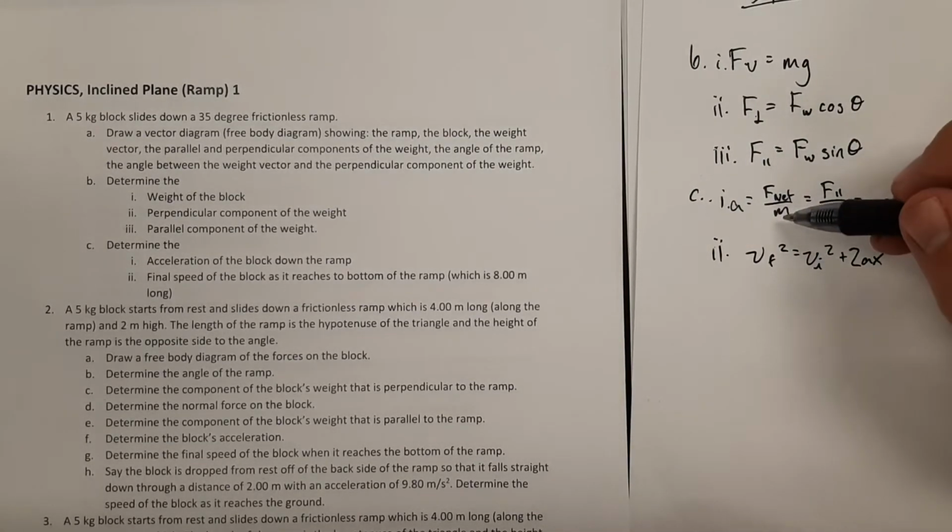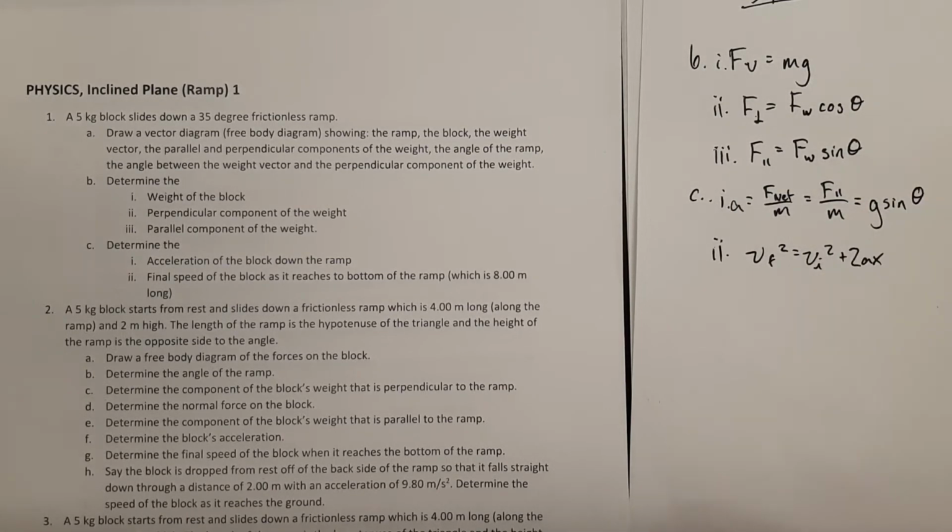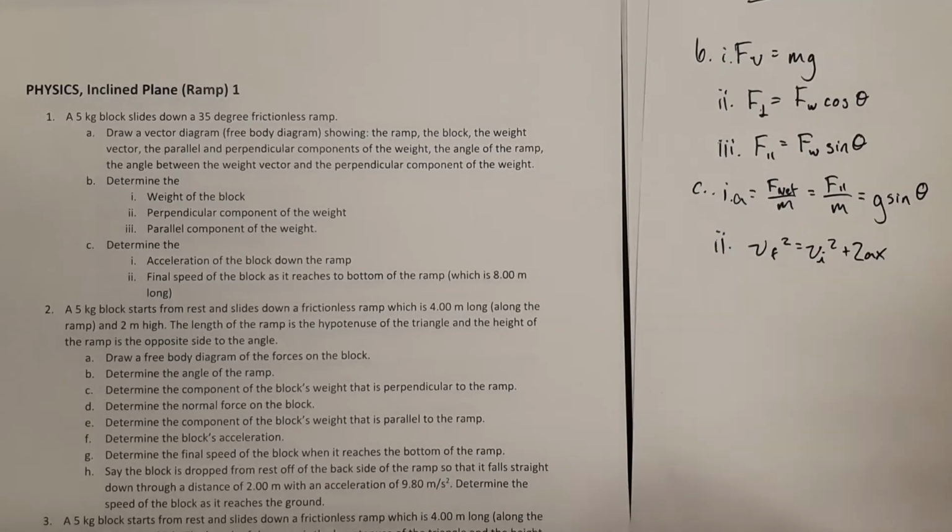Okay, looking for VF there, you're just going to have to get that squared off. So take the square root of the other side. So square root of your initial speed squared, so that's 0, plus 2AX. Okay, acceleration, what you found in part C, and then X being the 8 meters it was traveling. And we're done with number 1.